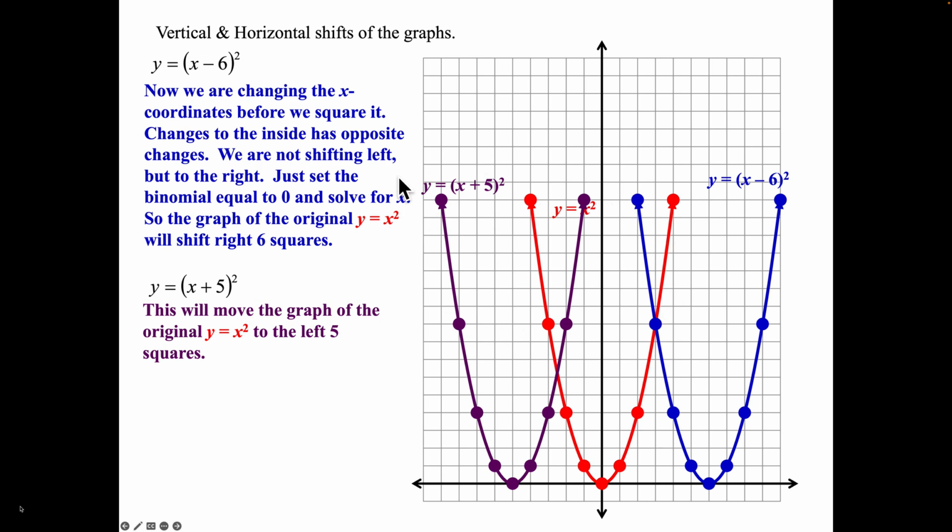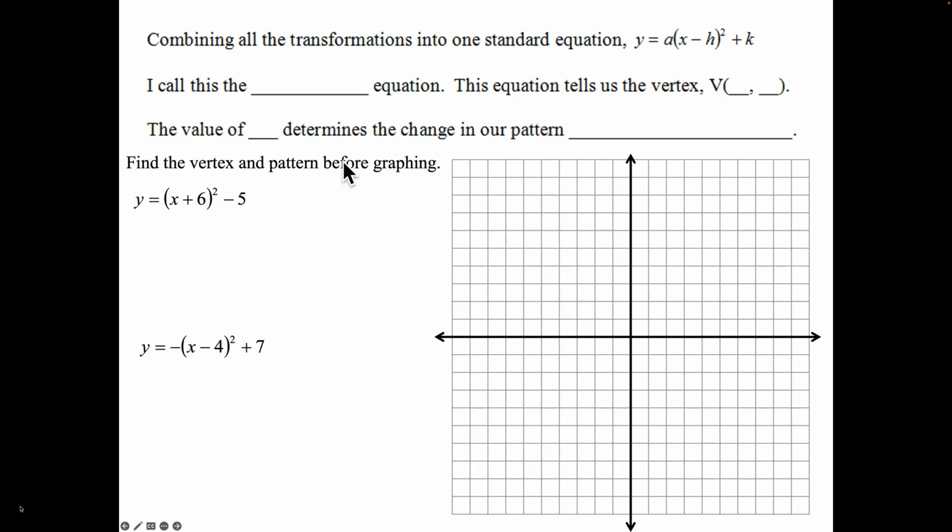So what we're going to do now is combine a left and right shift with an up and down shift. When we combine those two transformations, we call this the vertex equation: y equals a times the parentheses x minus h squared plus k. We want to see something in the parentheses before we square it and after. Some authors call this the standard form, a lot of people call it vertex form. This will tell you where your vertex is located. It's at (h, k).